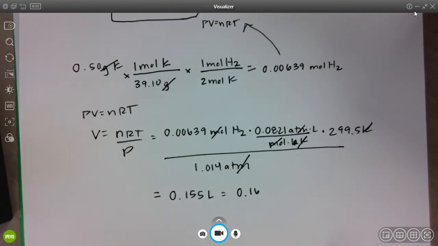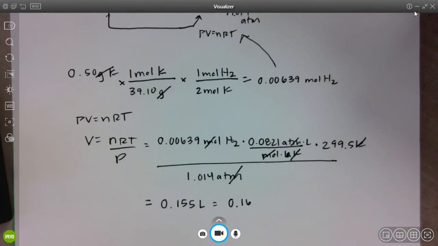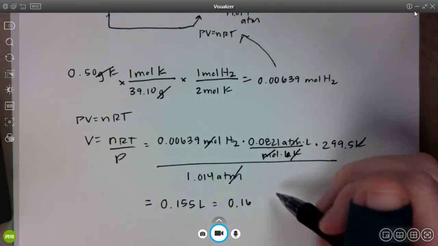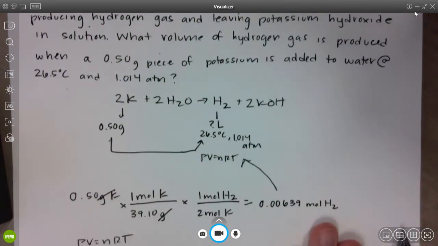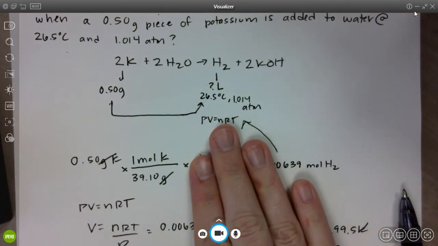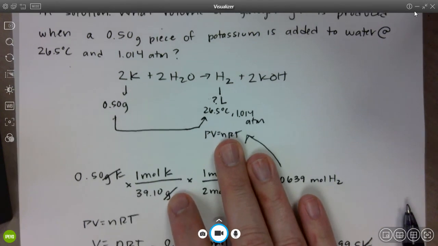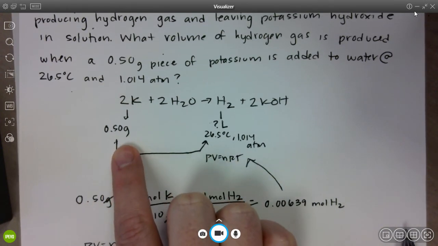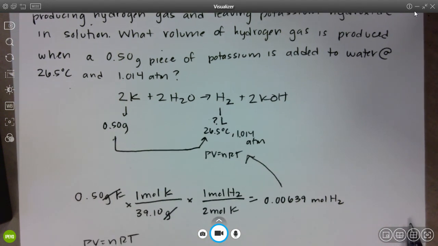Now, I guess a word of caution. Places where I see people making mistakes in a problem like this is they will not go and do the mole ratio. They will just figure out how many moles of the potassium we have. That's in grams, and it's asking us for H2. So you need to be very careful when you read these that you are actually doing what it's asking for.